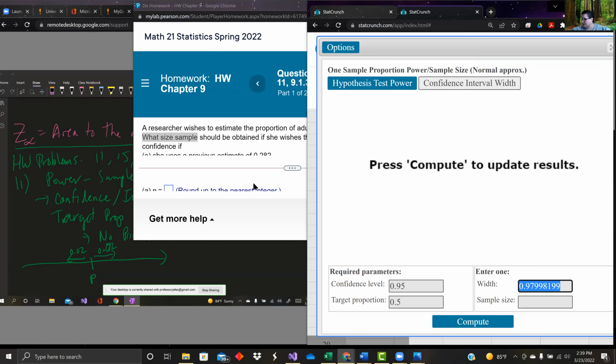And recall, width is twice that estimate margin of error. So the width is 2 times the 0.02, which is effectively just adding them together, is 0.04, which is what I will enter over here.